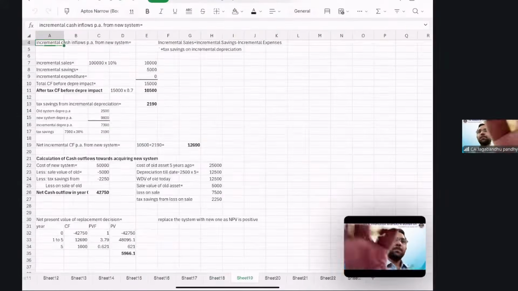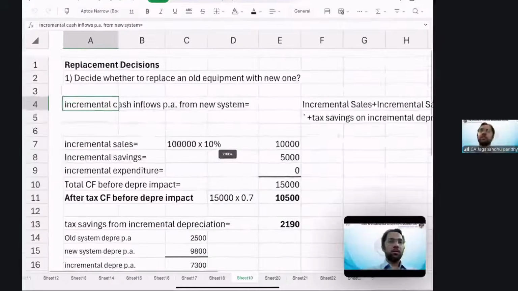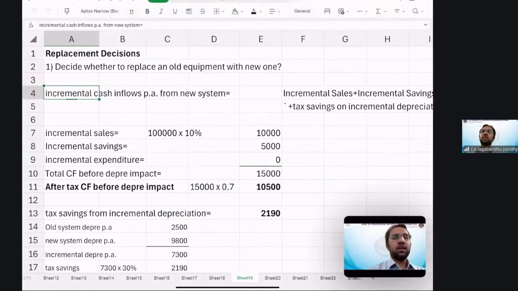One of the cases. Then another technique that we have learned in advanced capital budgeting is called the replacement decision. We need to decide whether to replace an old equipment with a new one or not. For that, we need to compute the incremental cash flow, just like any other technique of capital budgeting. We always look for the incremental cash flow and not the accounting or any other cash flow.